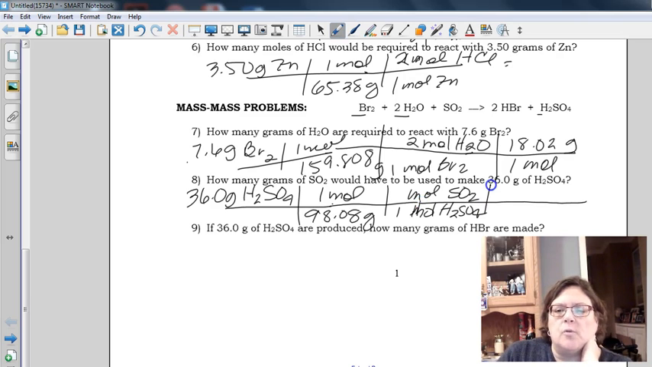Hey Google, what's the molar mass of sulfur dioxide? Sulfur dioxide has a molar mass of 64.066 grams per mole.